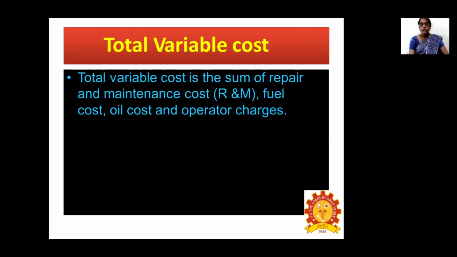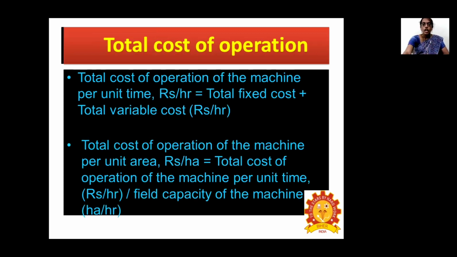And the total variable cost is defined as the sum of the repair and maintenance cost, the fuel cost, the oil cost, and the operating charges itself. So if you sum up these terms, you can calculate the total variable cost. And the total cost of this machine per unit time, in rupees per hour, is equal to total fixed cost plus total variable cost.